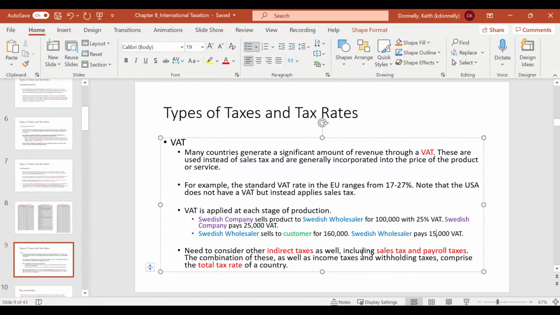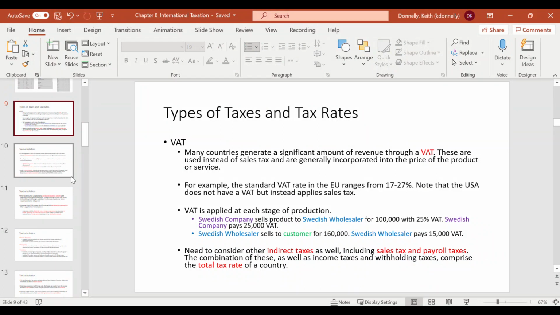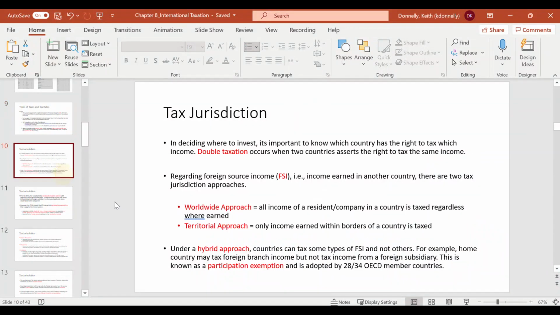Now, as I have here, right, these are types of indirect taxes, like sales tax, VAT, payroll taxes. When you're looking at investing in a country, right, you may really have low income taxes there, but there could be really high value-added taxes. So you have to consider all of these dynamics in how you're going to invest in a particular country.